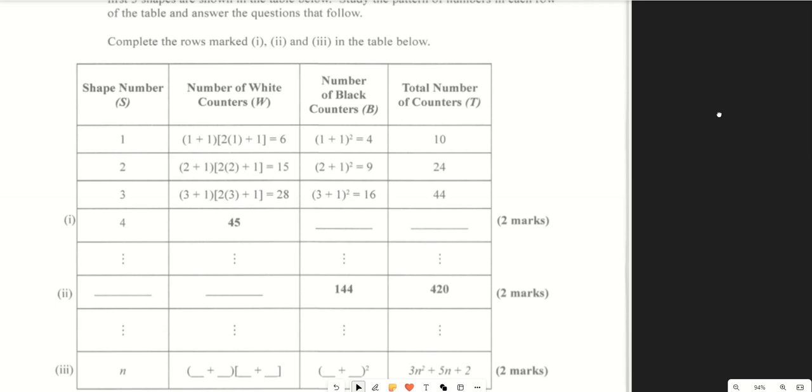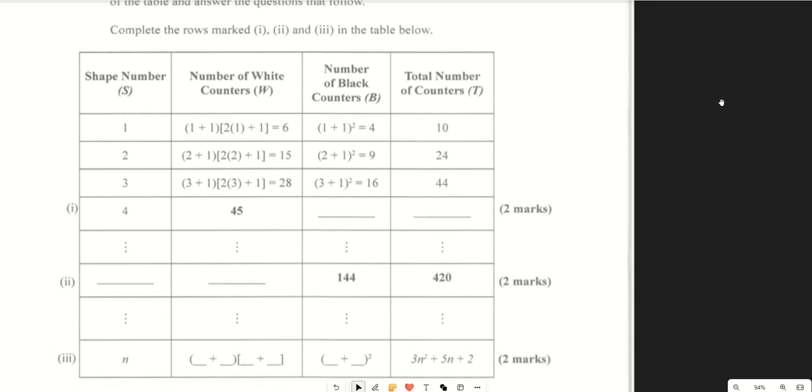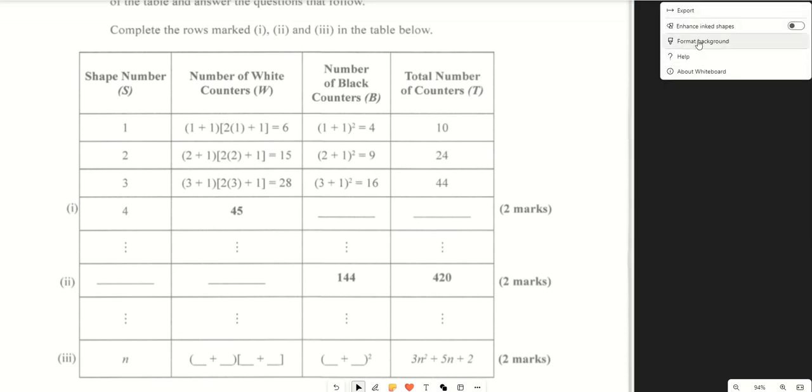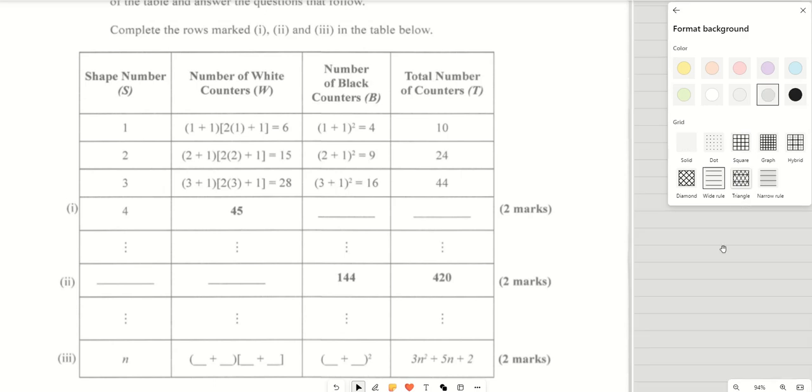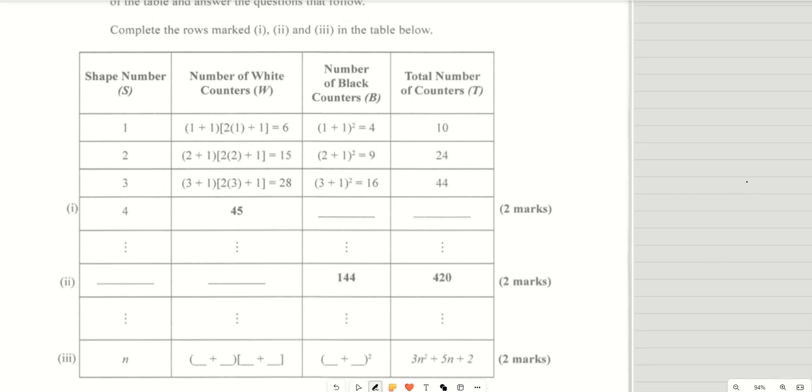So we want 1, 2, and 3. What you're going to do is look at these via terms. So this is your first term, this is the second term, this is the third term, fourth, fifth. We know that this is your S, so you always compare your shape number with this. So if we look at counter W, we have a first term.